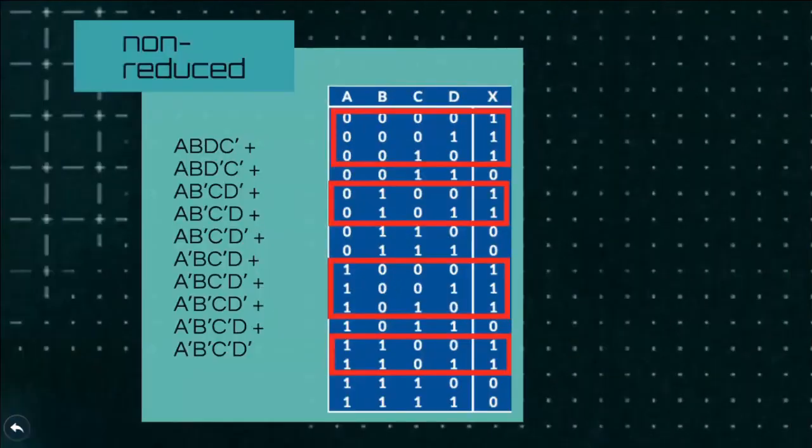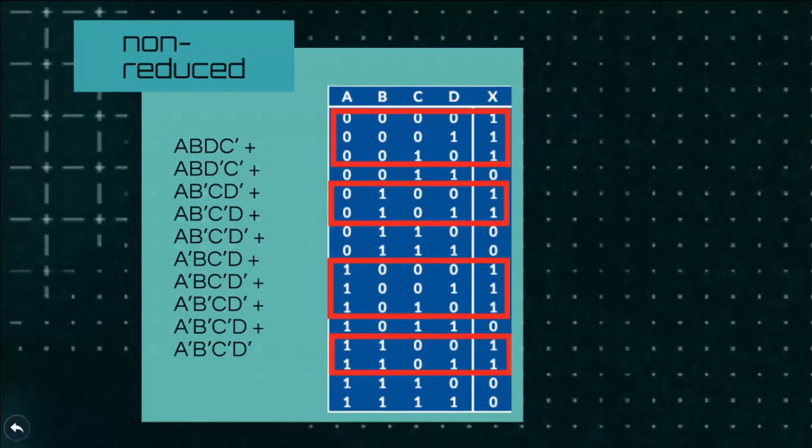Here is the non-reduced equation. As you may notice, there are 10 terms. That is because there are 10 true outputs. We have outlined them in the truth table with red. Each true output represents a single term in the equation. For example, the very last term of the equation is A0 and B0 and C0 and D0. That term is derived from the very top true output on the truth table.